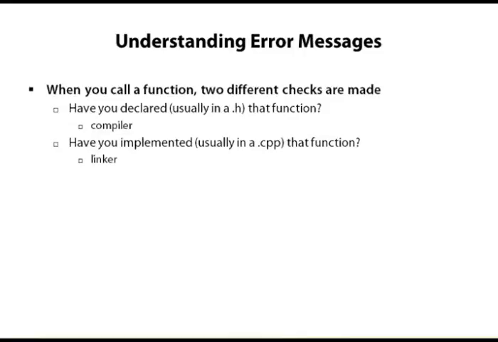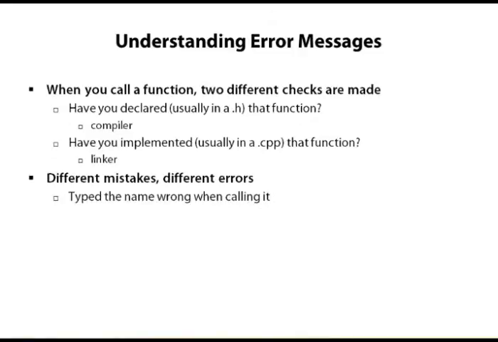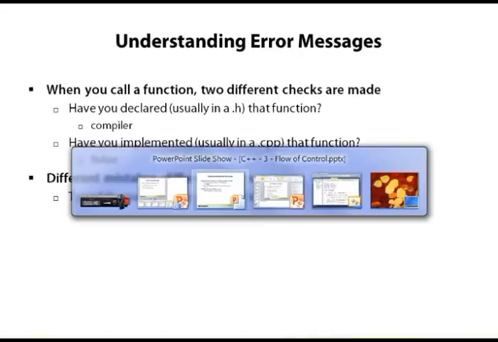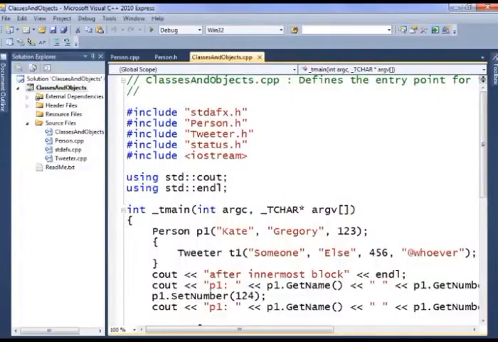The easiest way to kind of internalize which error messages are caused by which mistakes is to deliberately make a series of mistakes and check and see what error messages you get from them. And so that's exactly what I'm going to do. I'm going to use the classes and objects example from the previous demo and deliberately mess up in it a little bit. So let's start with getting the name of the function wrong when you're calling it. So it's declared properly, implemented properly. I'll use getName as an example, and I'll just accidentally type the wrong thing.